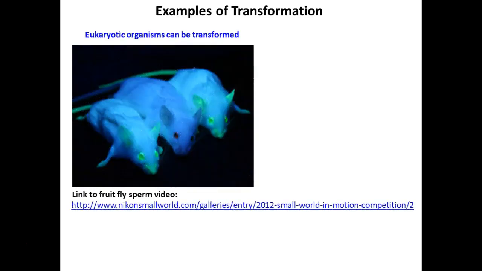So examples of transformation. Even though we're going to do it in bacteria, transformation has been and continues to be done even for eukaryotic organisms. So these mice, when you take a look at this picture, you can notice that two of them are expressing green fluorescent protein. The third one is not. Why would you want that? Granted, it was fun for me to draw on my Petri dish, but why would you want something to fluoresce green?